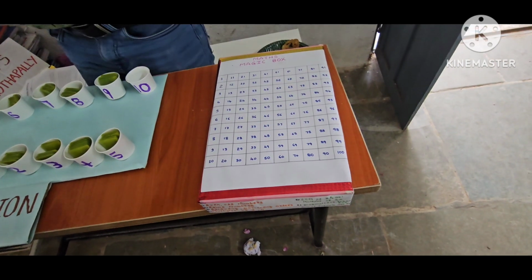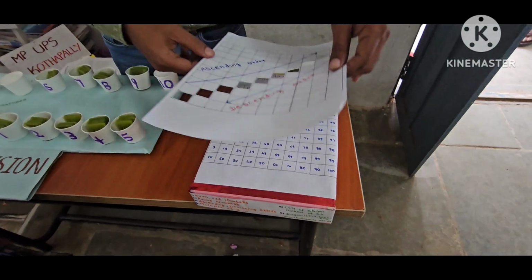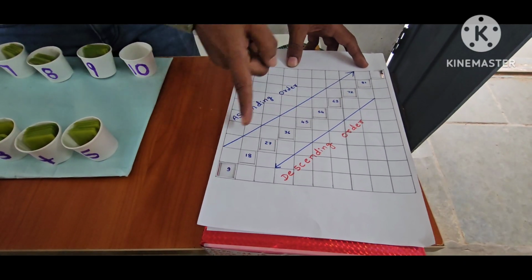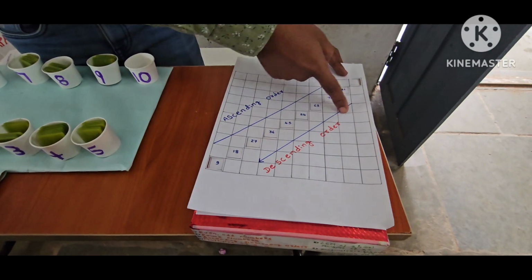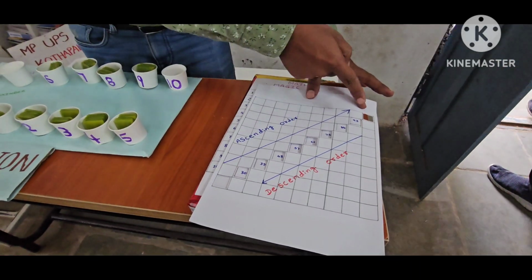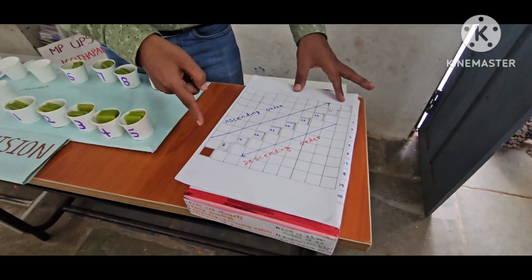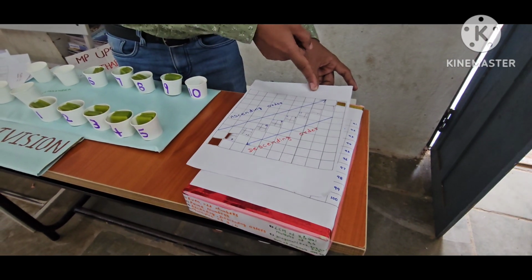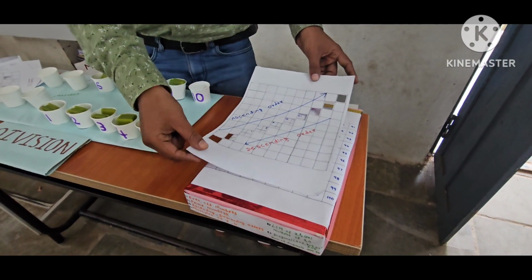Not only that, the next one is the ascending and descending orders. If you keep it like this, the numbers are in ascending order. The arrow mark is there; these are in ascending order. If you go like this, that is descending. We can move anywhere and you'll get the same thing. This is ascending, that is descending. Upside is ascending order, downside is descending order.